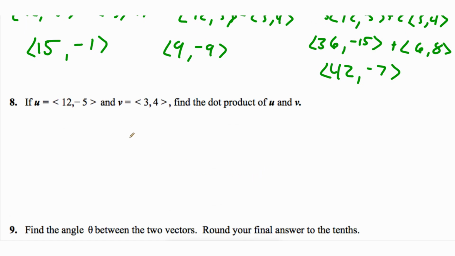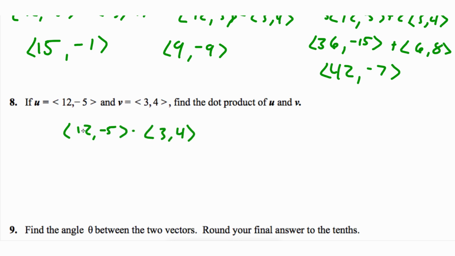In problem number 8, we're dealing with the same u and v vectors, and we're asked to find the dot product of them. So doing the dot product is where we multiply components together and then add the results. So if we're looking at u dot v, we're going to take our 12, negative 5 vector and dot it with our 3, 4 vector.